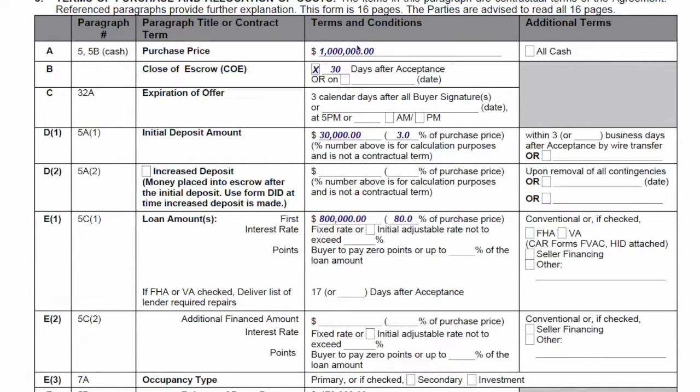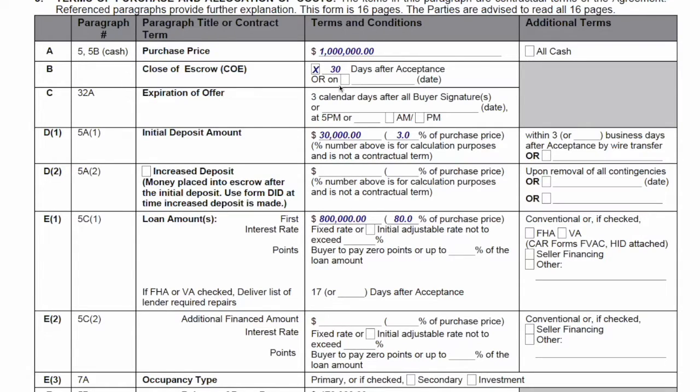Line A, purchase price, I put $1 million. 1 million as an even number. Now, if this was all cash, I would check this box, but we're going to pretend that I have a financing buyer. Close of escrow. Now, I check this box and I put 30 days because that's what is most typical. Now, you'll also see 45 days sometimes.